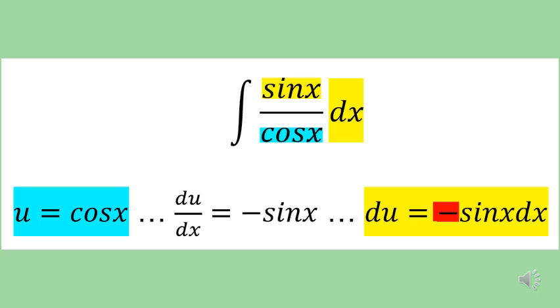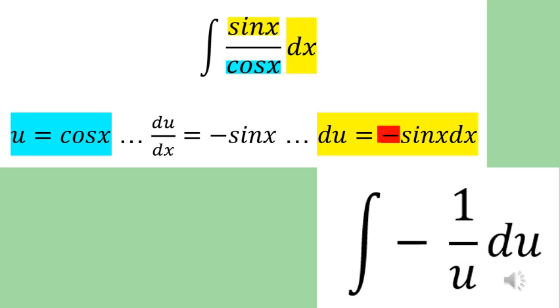Well, in the original problem, I've got sine x dx, but I don't have a negative. Which is why when I do the substitution, I'm going to have to toss in a negative. I'm going to have 1 over u du, but there's going to be a negative because of that negative that I have in the problem. Basically, sine x dx would be negative du.